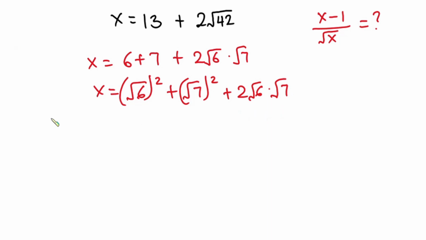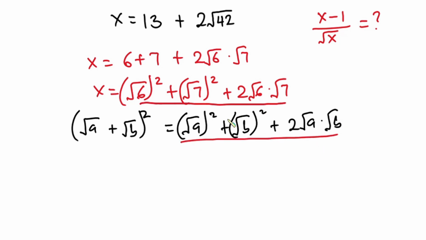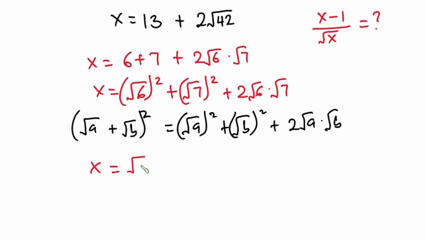Great. Now if I have the binomial square root of a plus square root of b all to the second power, this is the same as square root of a all to the power 2 plus square root of b all to the power 2, then plus 2 times square root of a times square root of b. Now, if I compare what we have here to this one, you can see they are almost the same, right? So I can write this as x is equal to square root of 6 plus square root of 7 all to the power 2.